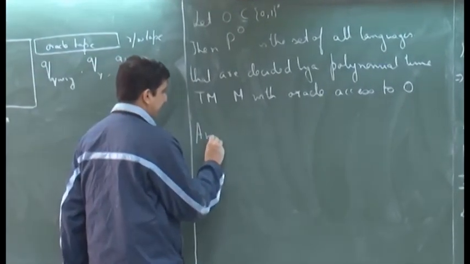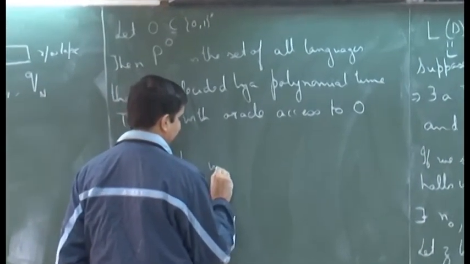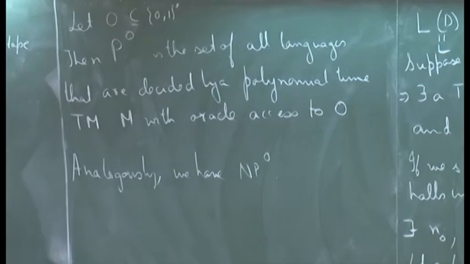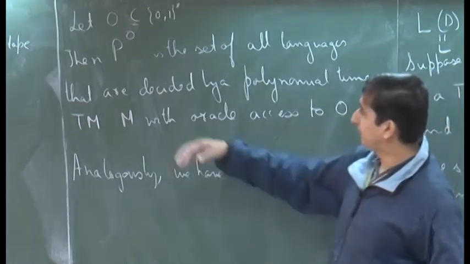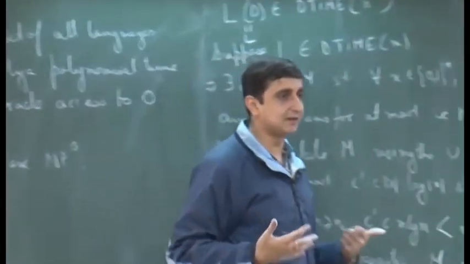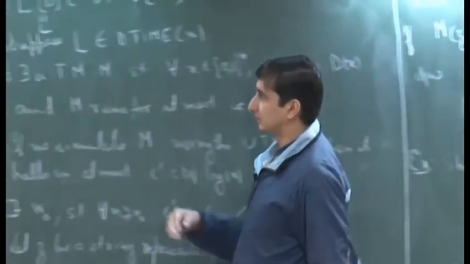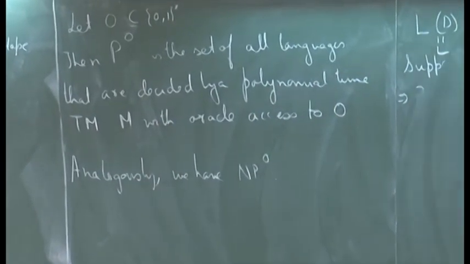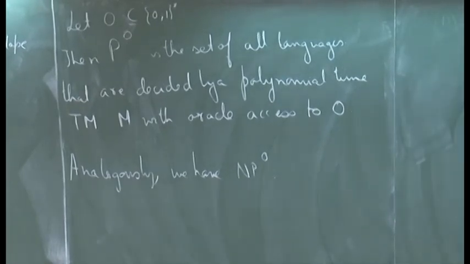Analogously, we have NP^O as well for any oracle O. In fact, this can be extended to any complexity class. If you have any complexity class, you can think of an oracle for that complexity class and the class of languages defined by this notion. Now let me state the result that I mentioned earlier. Is it clear what this notion means?